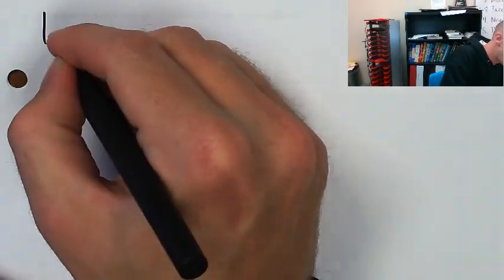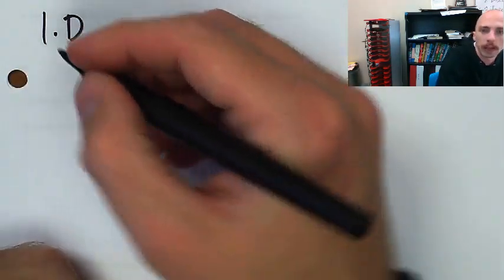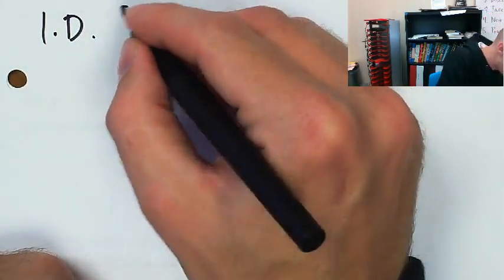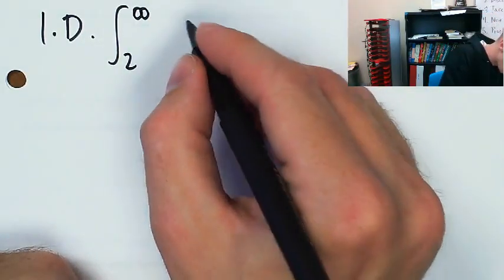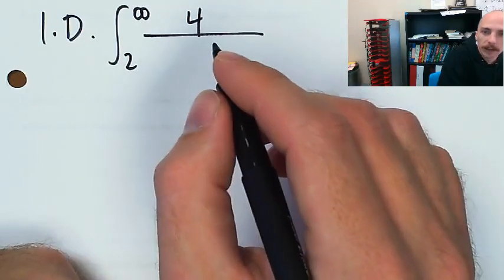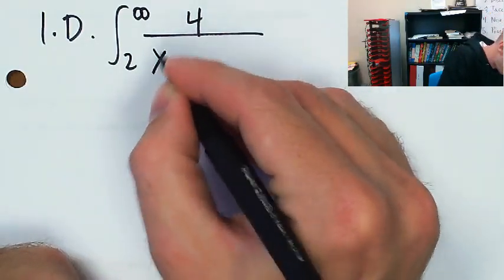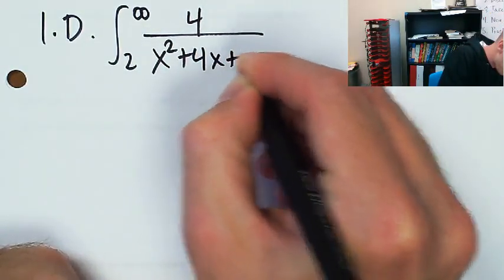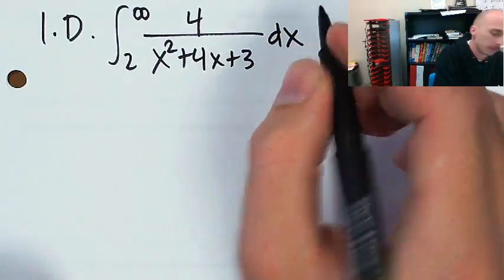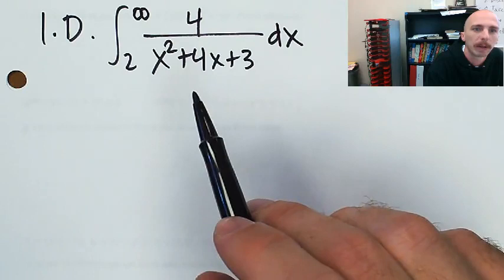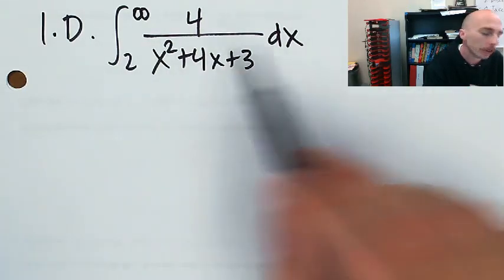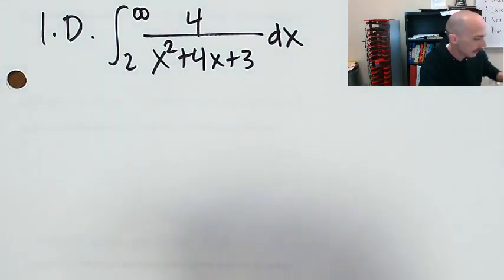Okay. Oh, D, this one's nice. This uses the thing that we just learned about last time. So the integral from 2 to infinity of 4 divided by x squared plus 4x plus 3. Okay, so we're looking at this. This is a fraction. It's not just a power of x. But I can see that I can factor the denominator. That means I need to hit this thing with partial fractions.